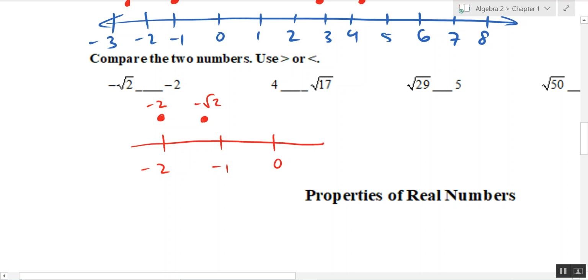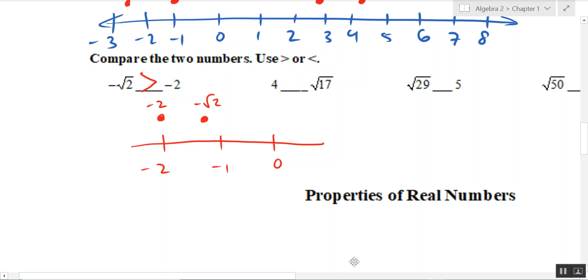So this is -√2, this is -2 over here. So which one is greater is always the one that's to the right on the number line. So I'm going to say that -√2 is greater because it's further to the right on the number line than -2. Go ahead and pause this video and see if you can complete these last three.